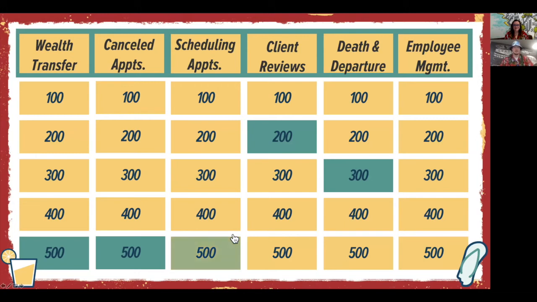All right, let's head on back to the game board. Where would everybody like to go next? Another 500. All right, Brandon wants employee management for 500.